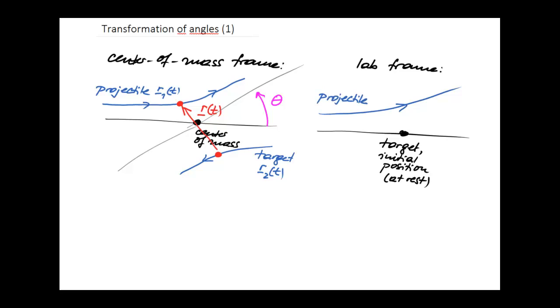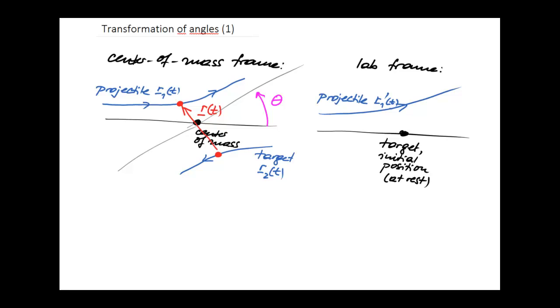But in the lab frame, the position of the projectile is characterized again by a vector r1, but it's a different vector now because it's the position relative to the initial position of the target, and it's not the position relative to the center of mass. So we have to use a different symbol here. It's r1 prime of t. So that's the position vector of the projectile in the lab frame.